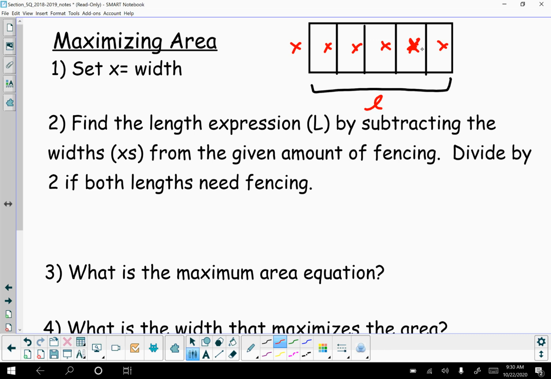Okay, so somehow we have these taking place. Find the length of the expression by subtracting the widths. Okay, so these are all of our widths. We have all these X's. Divide by 2 if both lengths need fencing. Okay, so I'm going to call this 1, 2, 3, 4, and 5.